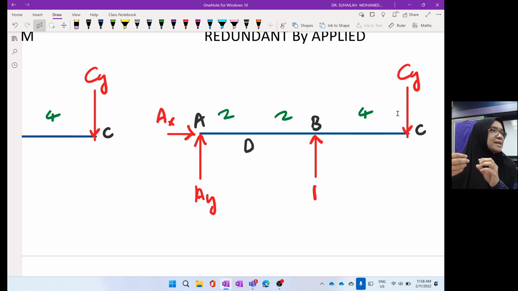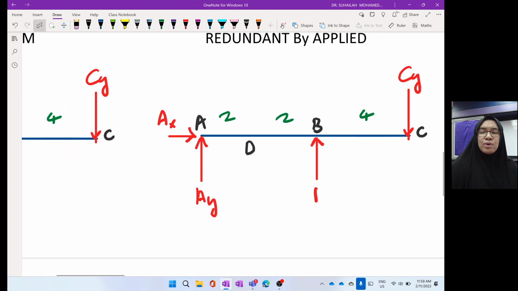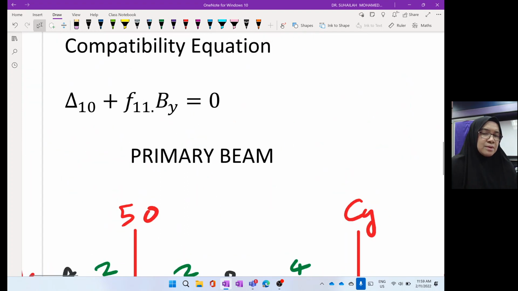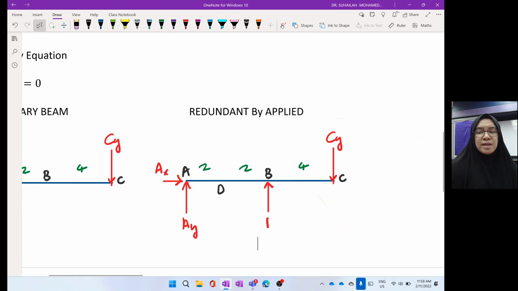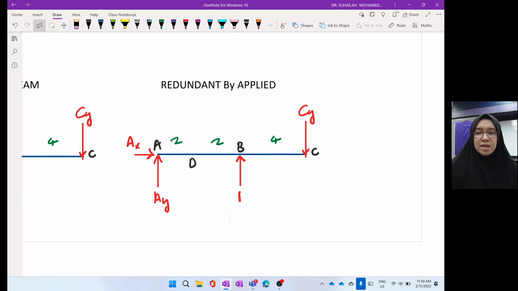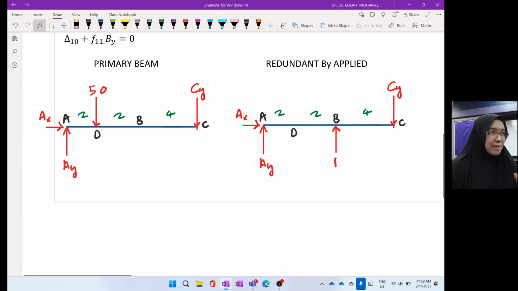Everything inside the redundant system, we must multiply back with By. So it actually comes from 1 times By, and we get F11 times By, right? So everything is 1 times By, F11 times By. The reaction in the redundant beam we also multiply with By. Okay, so settle the diagram. Now we have the primary beam and the redundant beam.